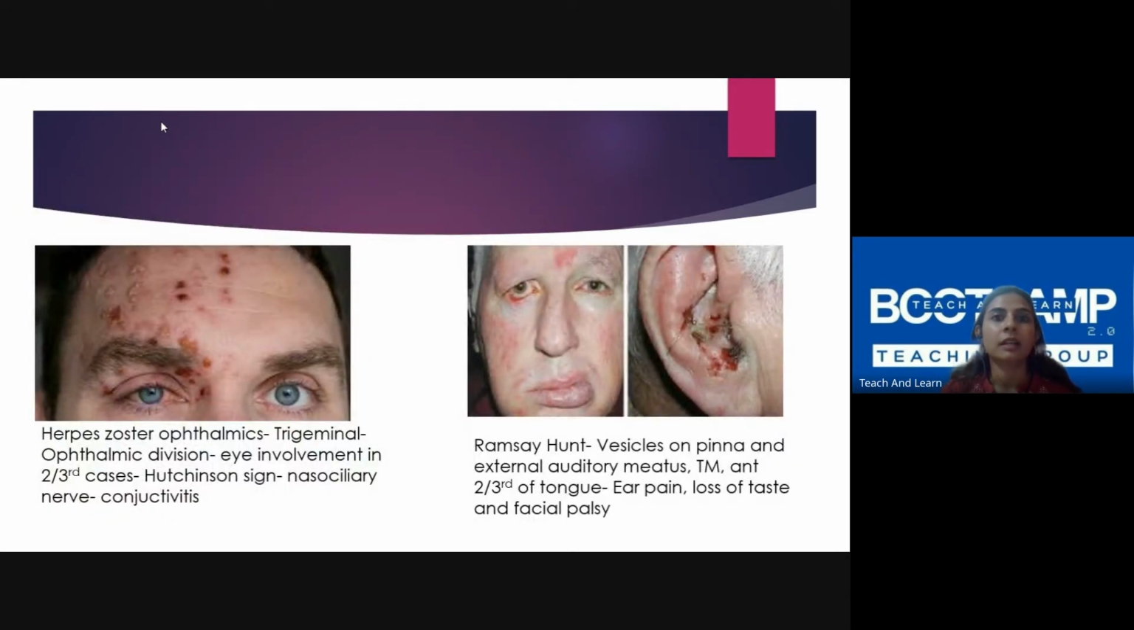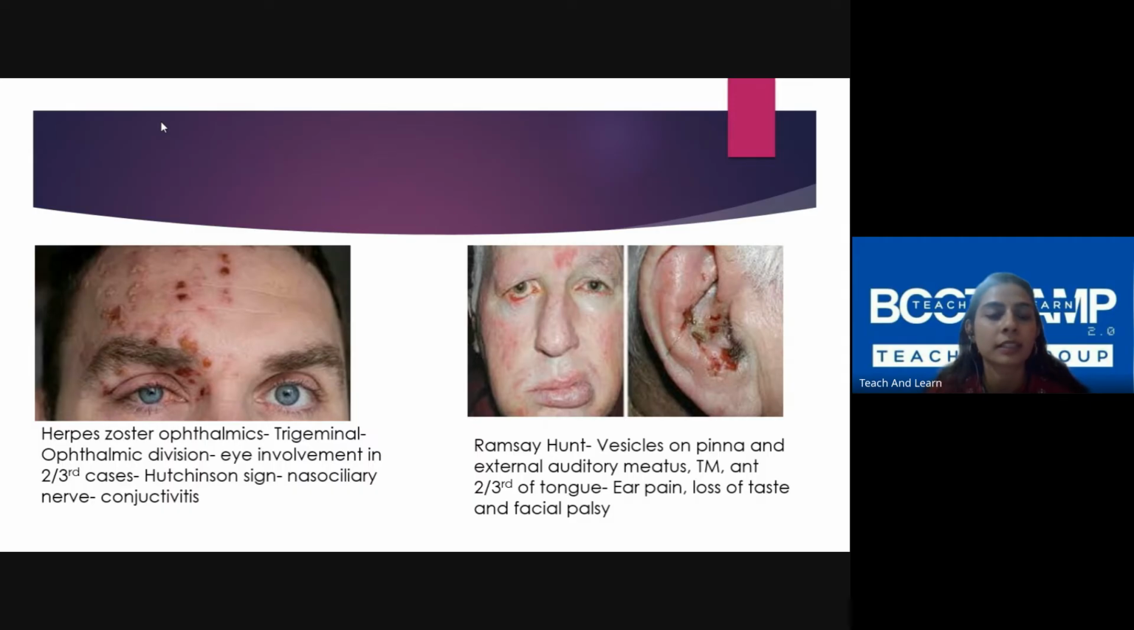And there might be regional lymphadenopathy as well. So there are two different varieties of it. That is herpes zoster ophthalmicus, where it is involving the ophthalmic division of the trigeminal. So it might be involved in 2/3 of cases. So how do you know? By Hutchinson sign. If there is a lesion on the tip of the nose, that is when the nasociliary nerve is involved. That time you have to refer them to an ophthalmologist.